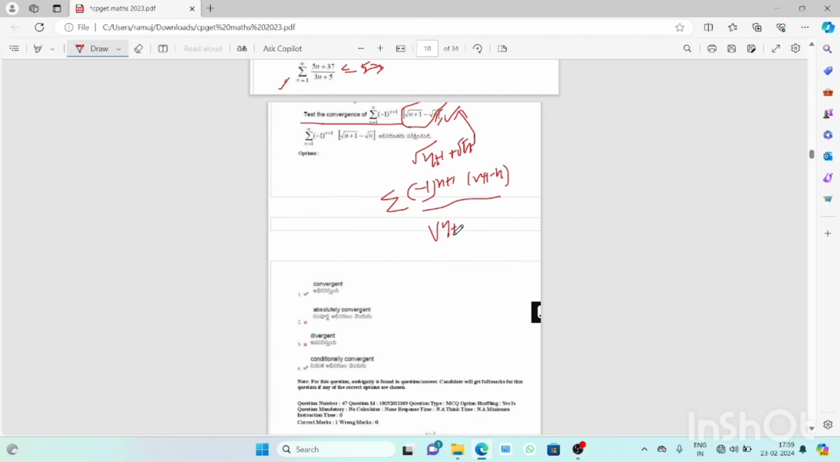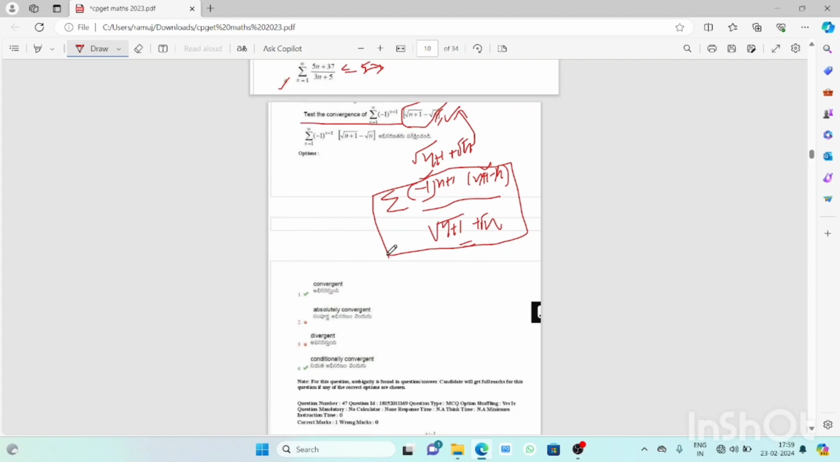I am just doing the rationalization here. If you remember how to rationalize, you will get it this way. So n and n cancel, and it goes to 1. There is no n term present in the numerator. From this, it is clearly in terms of minus 1 and 1, so it is an alternating series. Whenever such an alternating series is there, we have to remember the Leibniz test. By using the Leibniz test, we can say that this series is going to converge.